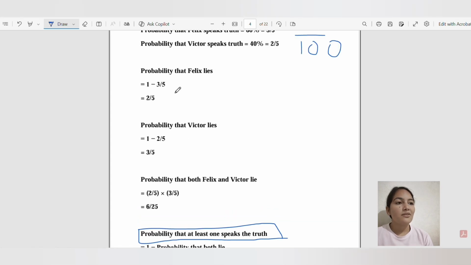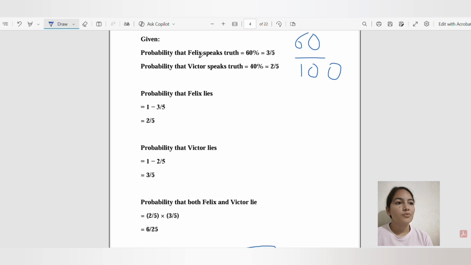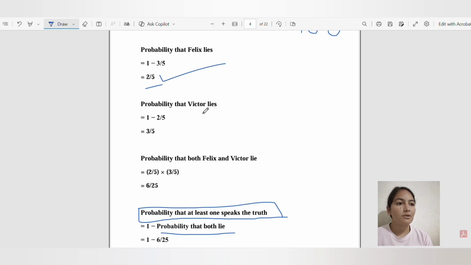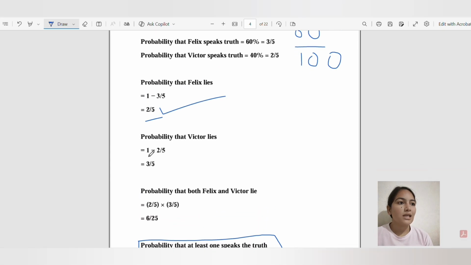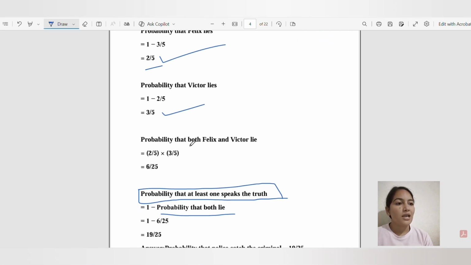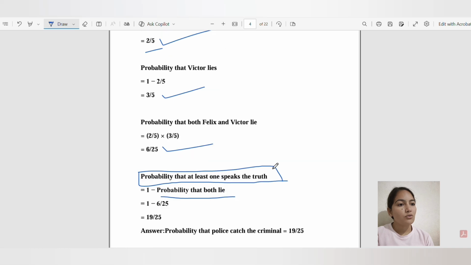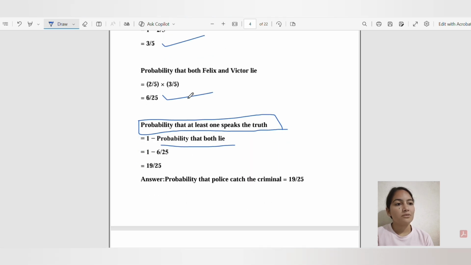So the probability that Felix lies is 1 minus 3 by 5, that is, 1 minus the probability that Felix speaks the truth, so we get 2 by 5. And the probability that Victor lies: we subtract the probability that Victor speaks truth from 1, so we get 3 by 5. And then the probability that both Felix and Victor lie is 2 by 5 into 3 by 5, so we get 6 by 25.